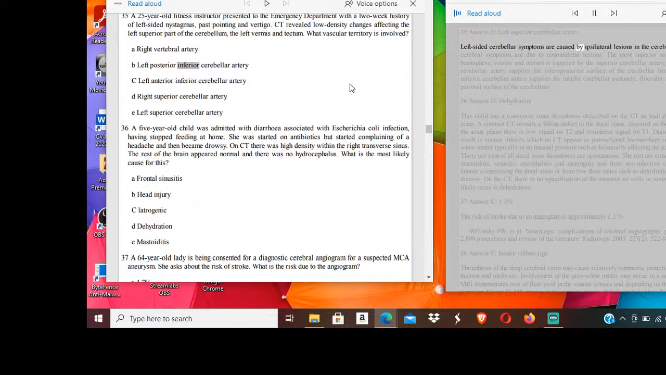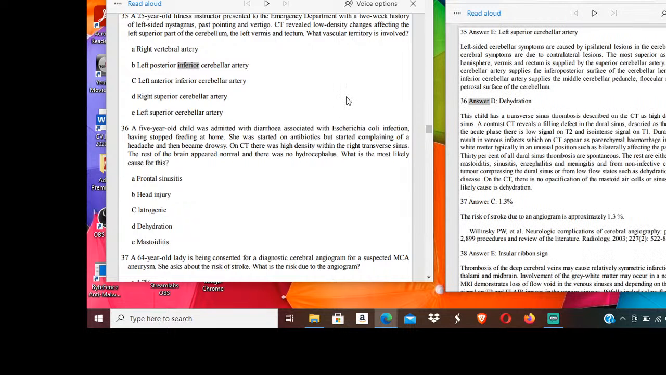Left-sided cerebellar symptoms are caused by ipsilateral lesions in the cerebellum, while left-sided cerebral symptoms are due to contralateral lesions. The most superior aspect of the cerebellar hemisphere, vermis and tectum, is supplied by the superior cerebellar artery. The posterior inferior cerebellar artery supplies the infero-posterior surface of the cerebellar hemisphere. The anterior inferior cerebellar artery supplies the middle cerebellar peduncle, flocculus region, and the anterior petrosal surface of the cerebellum.